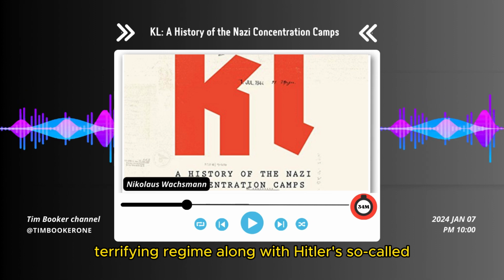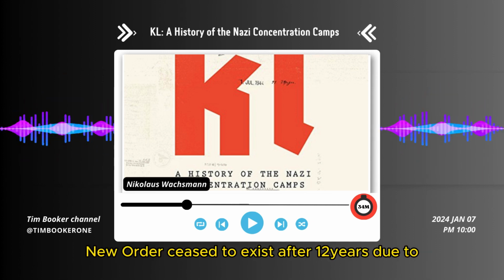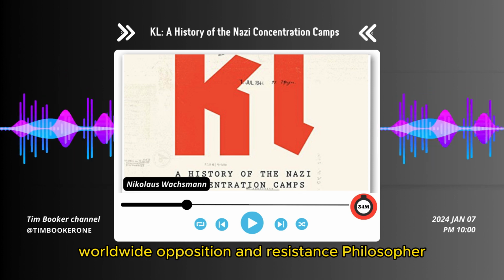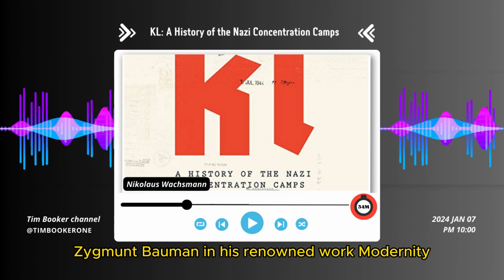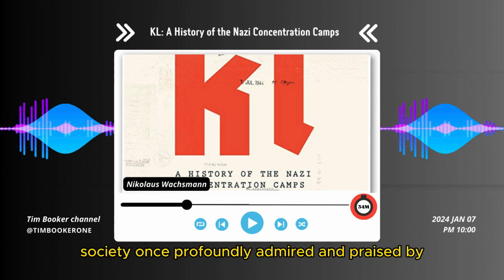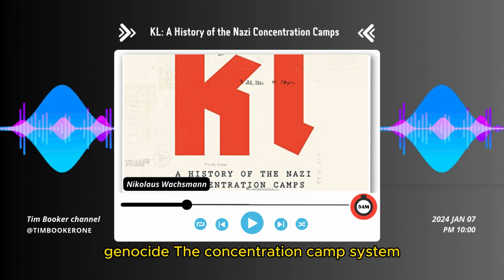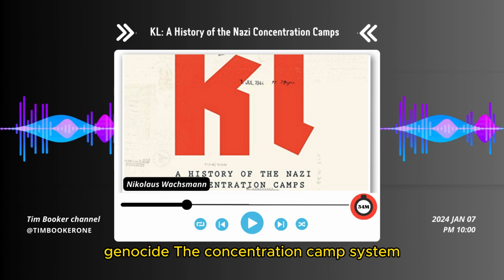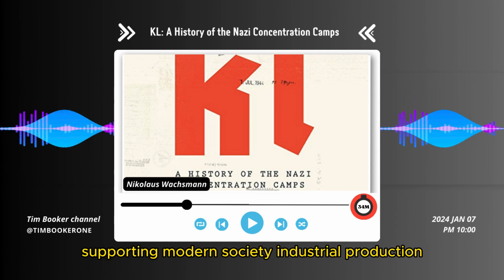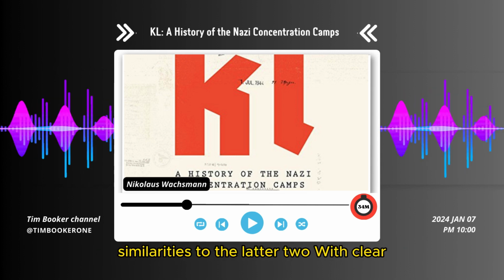Fortunately, this terrifying regime, along with Hitler's so-called New Order, ceased to exist after 12 years, due to worldwide opposition and resistance. Philosopher Zygmunt Bauman, in his renowned work Modernity and the Holocaust, suggests that the modern society once profoundly admired and praised by humanity was the breeding ground for Nazi genocide. The concentration camp system, fundamentally rooted in the two systems supporting modern society, industrial production and bureaucratic management, bore striking similarities to the latter two.